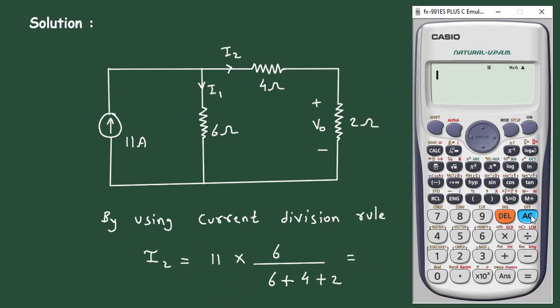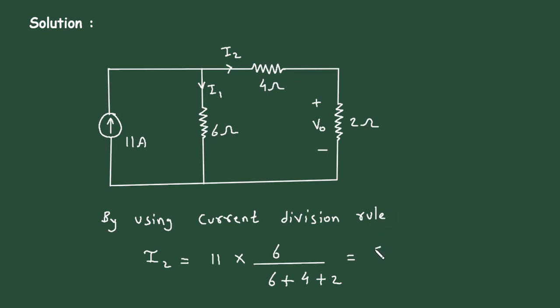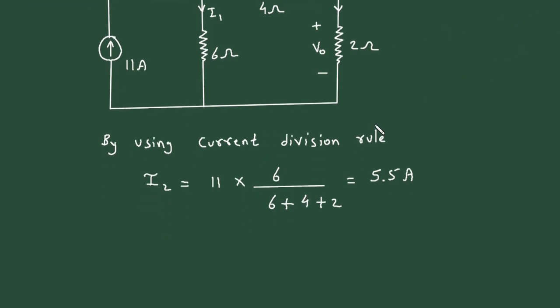Now we will solve this. So it will be 11 multiplied by 6 divided by 6 plus 4 plus 2. So it is 5.5 ampere. Now we have the value of this current, this I2. We can find the value of VO.